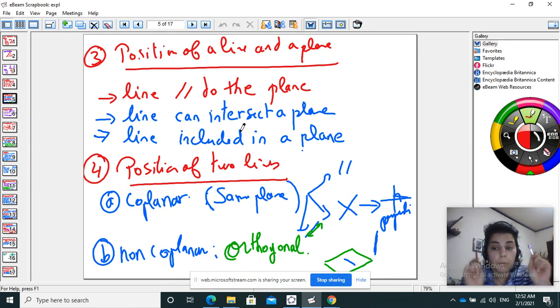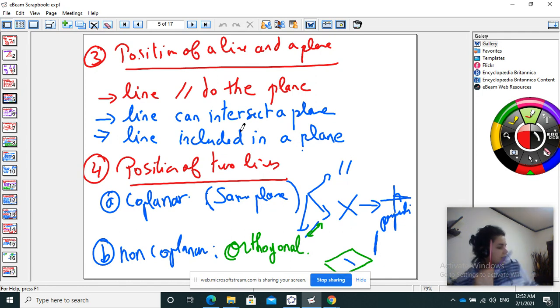Now, position of two lines. When I want to talk about position of two lines, it's very important to see if the lines are coplanar or non-coplanar. Before I talk about position, what does coplanar mean? Coplanar means they are in the same plane. Non-coplanar means they are not in the same plane. When they are in the same plane I can talk about the lines being parallel, meeting, intersecting, perpendicular, or overlapping.